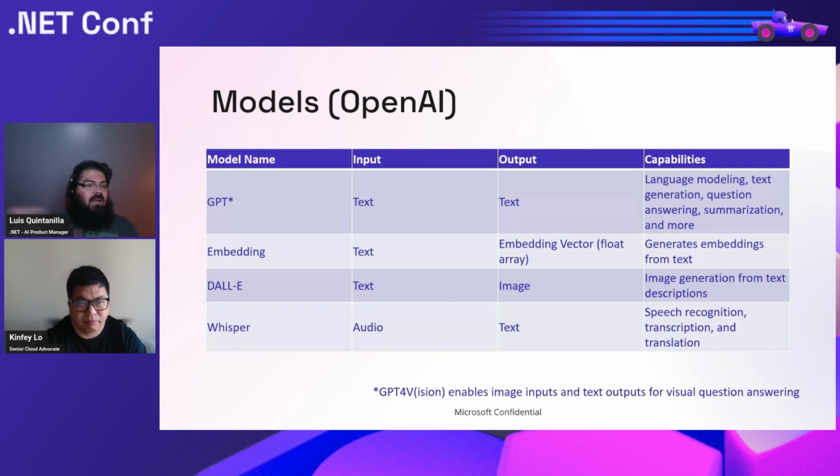You're going to see a little bit more as to where this becomes useful. But for right now, let's just focus on the fact that embeddings are models themselves as well. They take in text inputs and generate an embedding vector, which looks like a float array. You also have DALL-E, which, given a prompt or a description, generates an image.